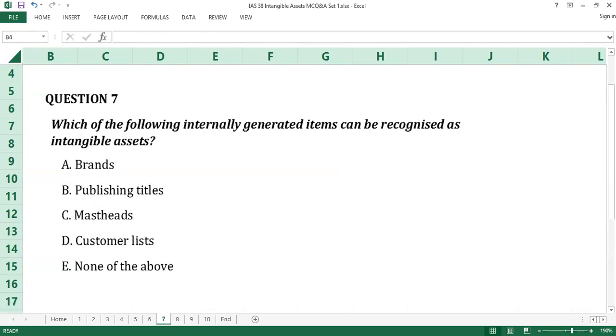Question number 7. The answer to question number 7 is E, none of the above. Internally generated brands, mastheads, publishing titles, and customer lists are not recognized as intangible assets. The basis is that expenditure incurred on these items cannot be differentiated from the cost of developing the business as a whole. E is the answer to question number 7.